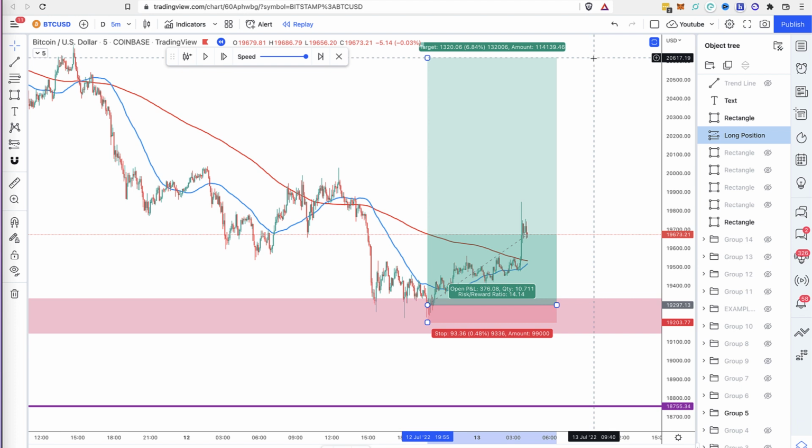You can even use the replay function, even though that isn't as effective in my opinion as actually doing it in real time before it happens. But the replay function, especially when you just go to a random part in the chart and you look for these setups, can also be a very good way to teach yourself to find these setups. And then again, keep a journal of doing this.